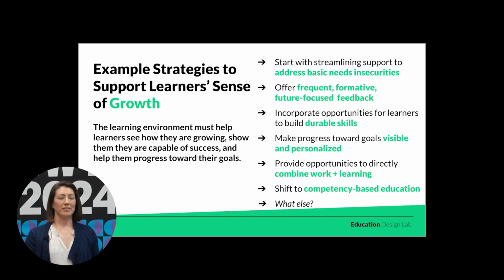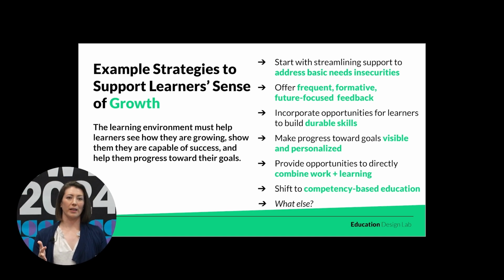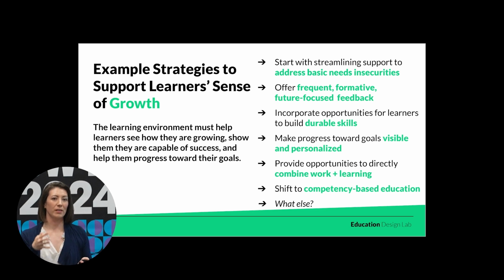So models that are more competency-based and switch focus from performance to progress and learning can be really, really powerful for learners' sense of growth. I mean, again, that can make that goal attainment feel more personalized as well for them. At a more systemic level, opportunities to directly combine work and learning, and again, to help learners see and feel how they're making progress continuously can be really powerful.